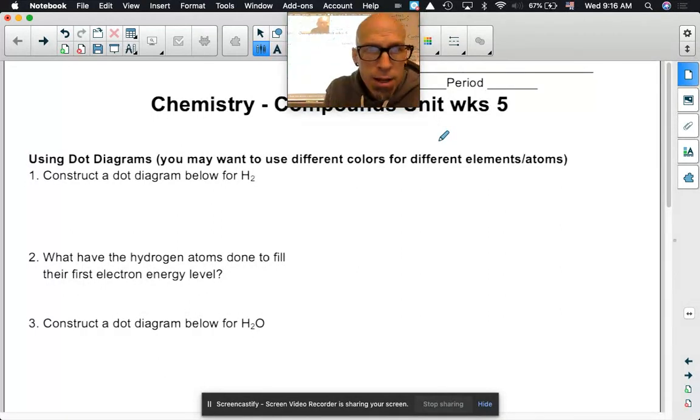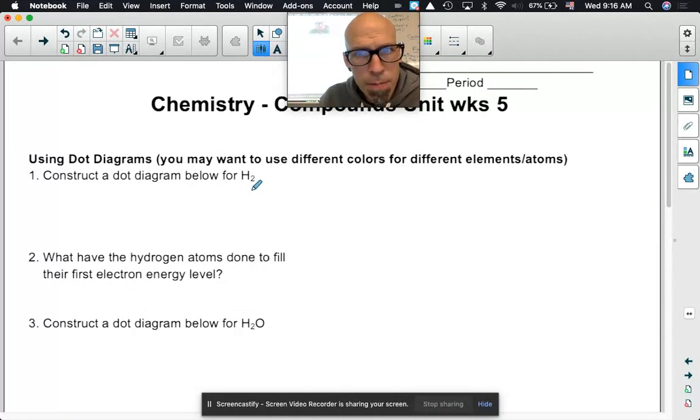So number one question here, you're supposed to construct a dot diagram for H2. Well, what does that mean, H2? Well, H is hydrogen, right? And H2 means that there's two of them that have bonded together. That's actually what happens when hydrogen is in gas form. When hydrogen is a gas out in the atmosphere, it bonds with another hydrogen.